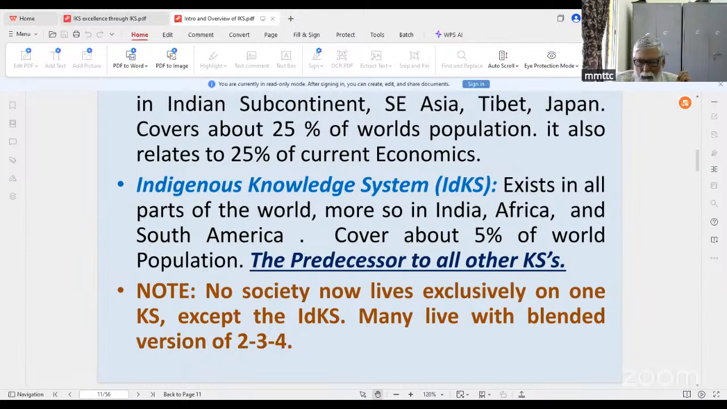Note, no society now lives exclusively on one knowledge system, except perhaps the indigenous knowledge system. Many live with a blended version of two, like most of us. We have a combination of IKS and Western knowledge system. Many people, particularly the Muslims in India, have a combination of Western knowledge system, Indian knowledge system, and the Arabic knowledge system. In some rare cases, there is a mixture of four.